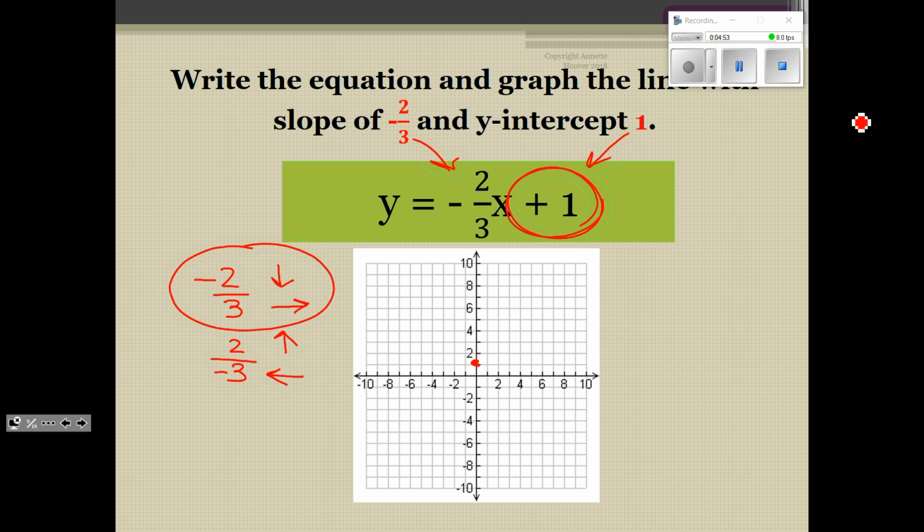For negative 2/3, if we put the negative on the rise, we're going to start at the y-intercept and go down 2. I have the arrows here.